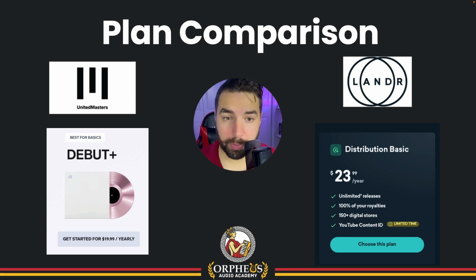Now with LANDR, if you were to upgrade to their middle tier, you get a few extra things. With both these plans, you get your music released a little bit faster. You get support a little bit faster. With LANDR, you can release under 5 different artist names or artist profiles. With UnitedMasters, you don't get any extra.